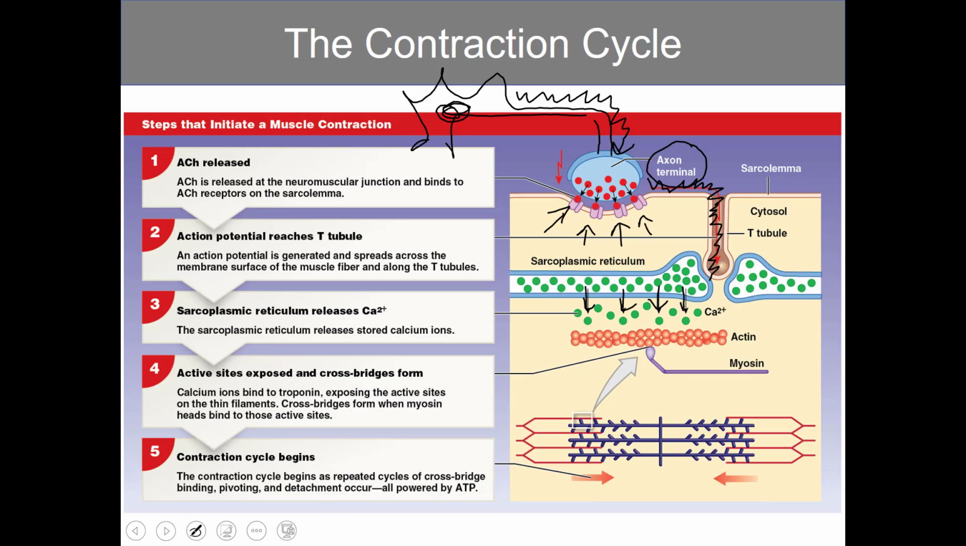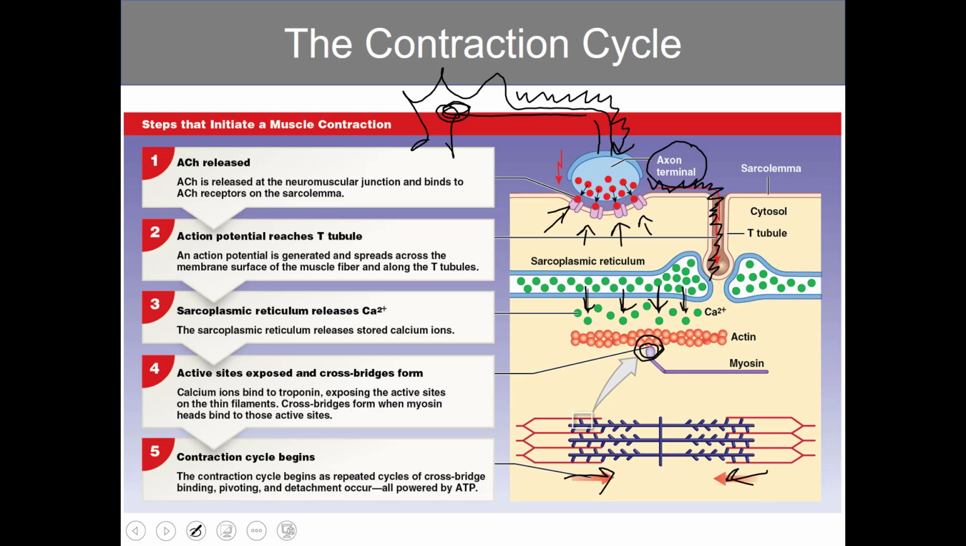Calcium concentrations in the cytosol increase. They're going to diffuse. They're going to bind troponin. They're going to cause the tropomyosin molecule to shift out of the way, allowing myosin to bind actin, forming a cross bridge. With cross bridge formation accomplished, the myosin is going to undergo power stroke, and it's going to systematically pull the thin filaments across the thick filaments.